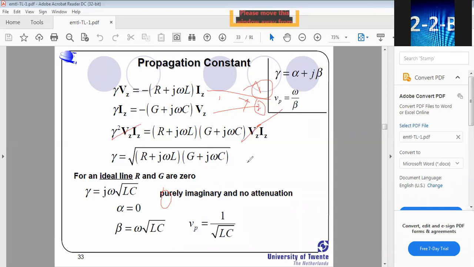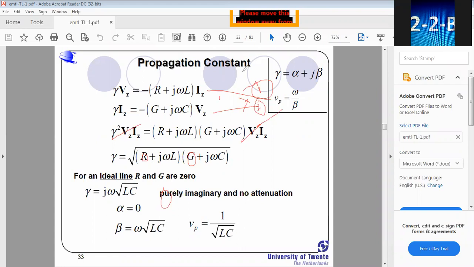Again, consider the previous case, when the transmission line is said to be lossless. Then there are no lossy components, the R component and the G component. When R equals 0 and G equals 0, what do we get? Gamma equals the square root of j omega L into j omega C. j into j is j square, and j square is nothing but minus 1. Omega into omega is omega square, L into C is LC. The roots cancel, so gamma equals j omega root LC.